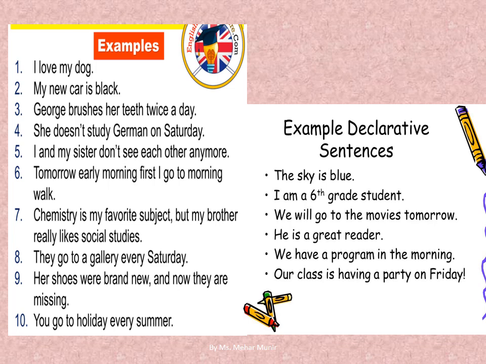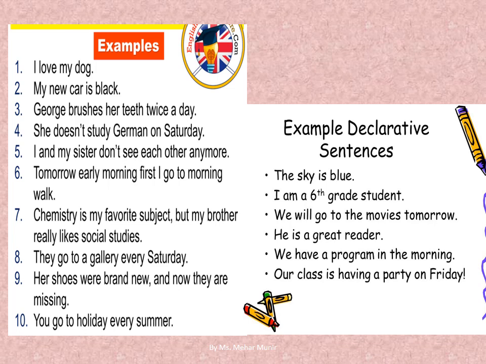Question mark. Sentence number 9. Her shoes were brand new and now they are missing. Again, there are two parts. First, we will convert part 1, which is her shoes were brand new, and there is a helping verb were. Were her shoes brand new? Question mark. Part number 2. Now they are missing. Again, there is a helping verb which is of present. We will convert it like this: are they missing now? Question mark.